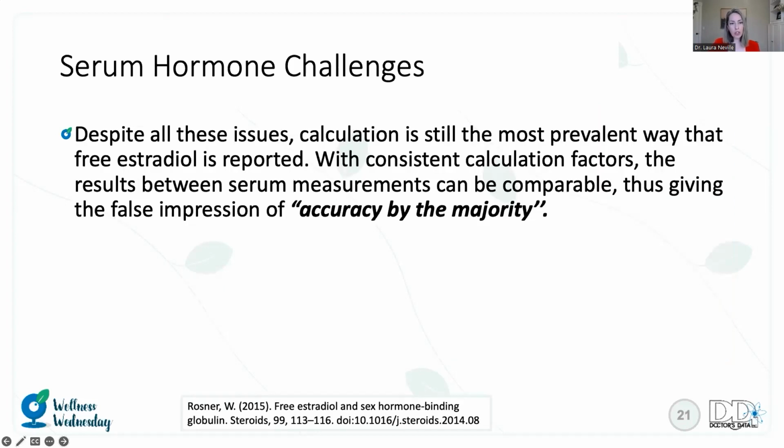And as Rosner points out, despite all of these issues, calculation is still the most prevalent way that free estradiol is reported. With consistent calculation factors, the results between serial serum measurements can be comparable, thus giving the false impression of accuracy by the majority. Uncomfortable, again, as a clinician to think about this, but I think fascinating from just a scientific standpoint.